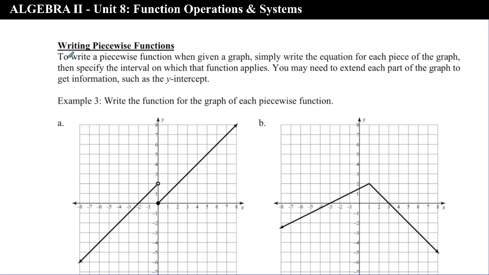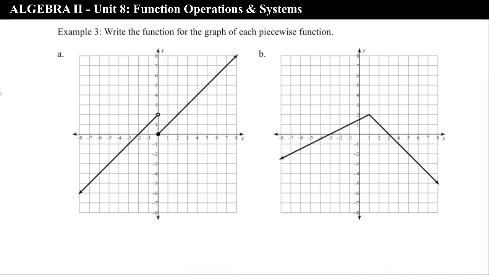Now let's talk about writing piecewise functions. So if we're given a graph, we can write a piecewise function based on the graph that we're given. So let's talk about this. You may have to extend the parts of the graph to get the information you need, such as the y-intercept. And we will do that as we come to it. The nice thing about this first example, we know what both of our y-intercepts are. And we know that our slope is 1 for this part and 1 for this part. So we can simply write down what our piecewise equation is pretty simply.